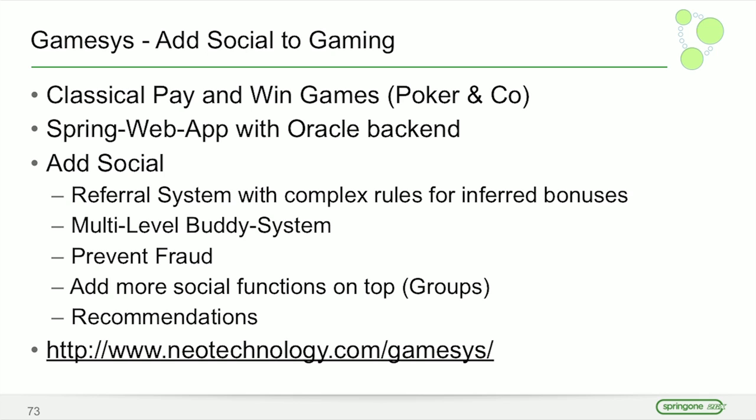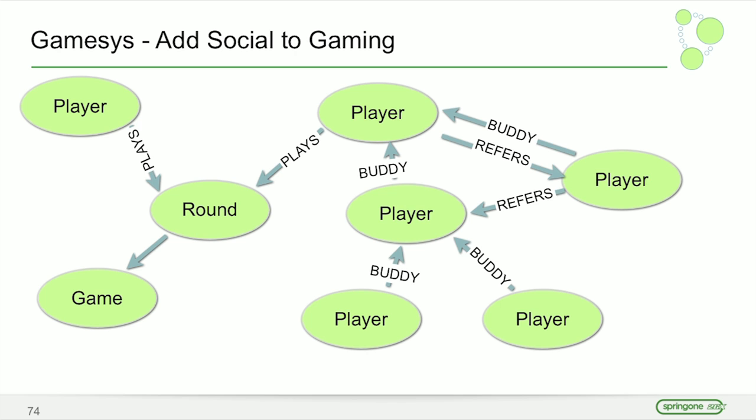They want to have a multi-level buddy system where you can have a tree of buddies, the snowball stuff. And then they wanted to add more social functions on top of that, like groups of like-minded people and so on. And there's a really nice video from the people presenting that at a conference and also at a webinar, what they did and what kind of things they had to get going. So for the buddy system, it's really easy.